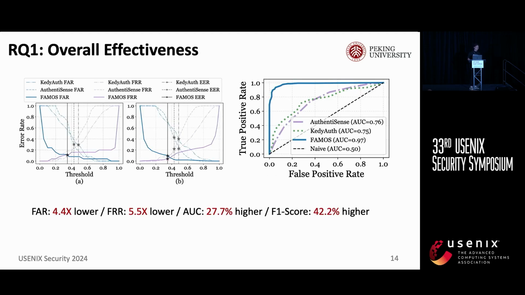and so on. So the first is the overall effectiveness. You can see in the figure, we can achieve 4.4 times lower FAR and 5.5 times lower FRR. And in AUC, we can achieve 27.7% higher, and in F1 score, we can achieve 42.2% higher compared to the baselines.